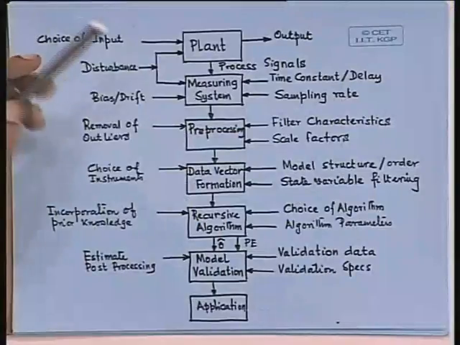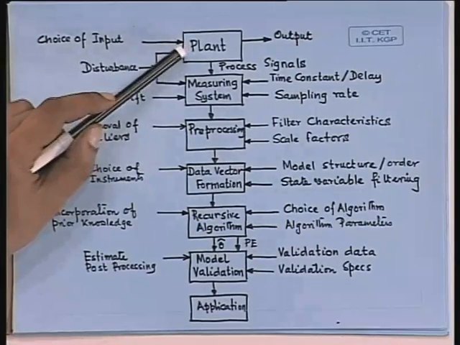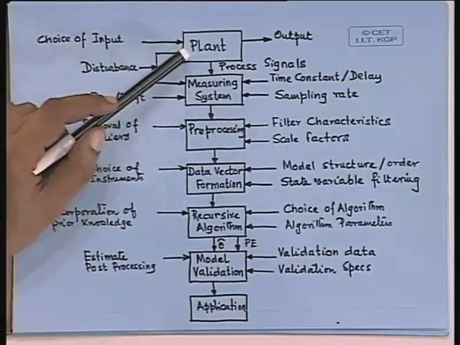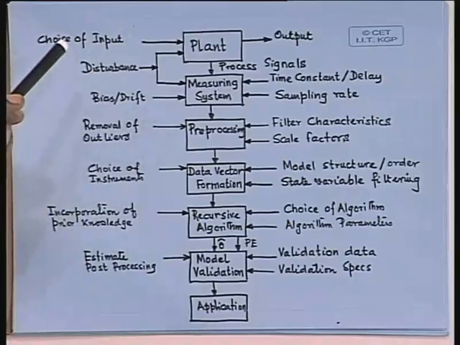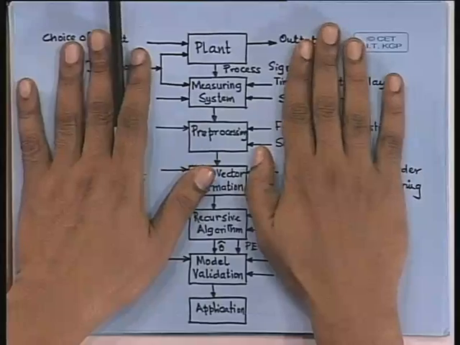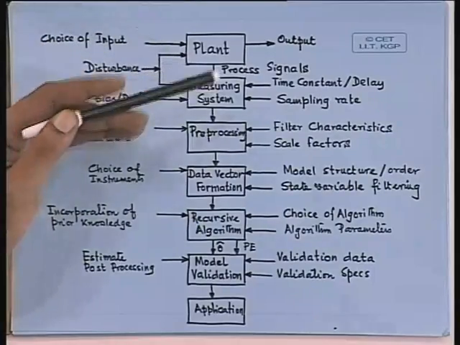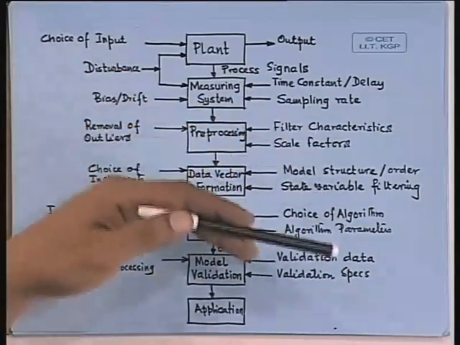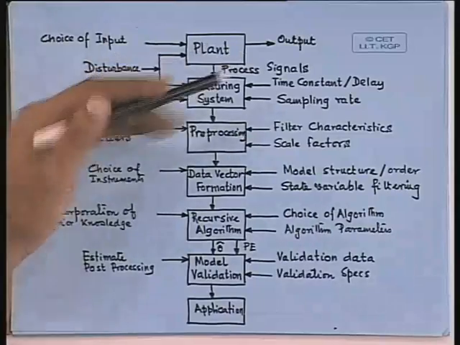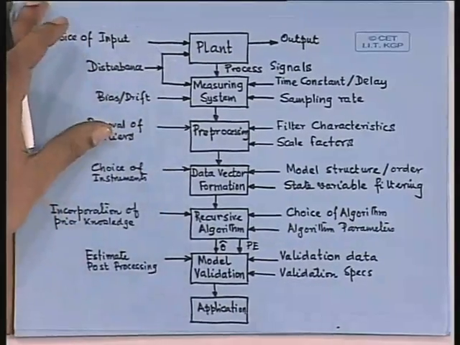So here is the gentleman whom we want to study, the plant. On both sides I have written various issues that are involved in getting the model, and they're involved at different stages of getting the model. So these boxes indicate the stages of getting the model.